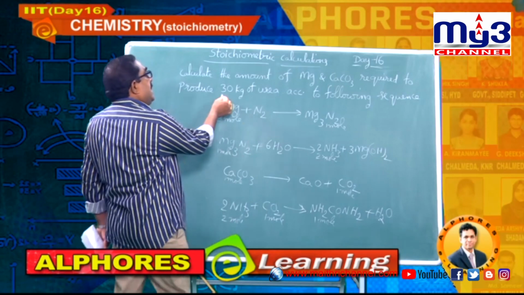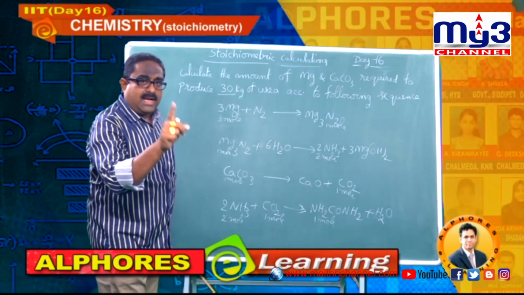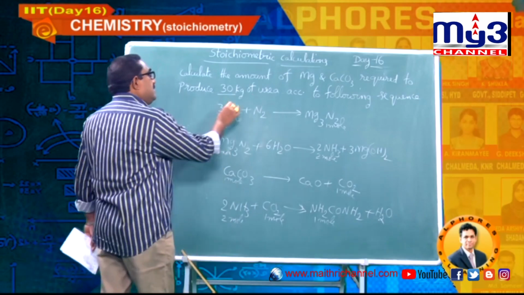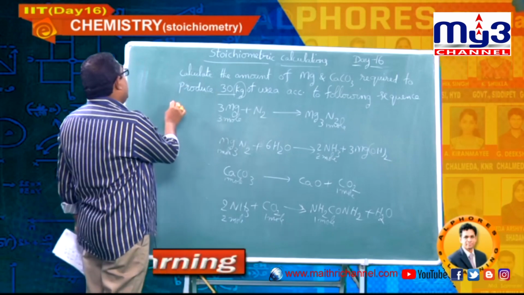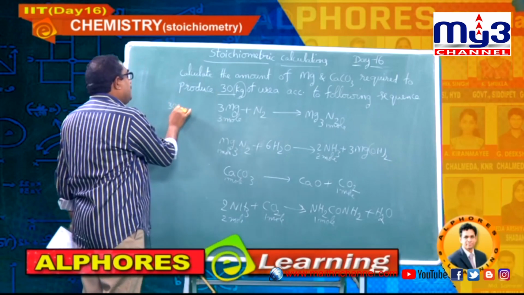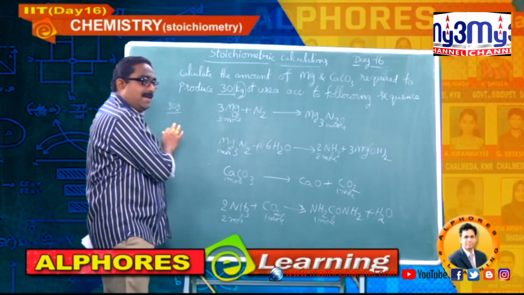Here our target is, we have to produce 30 kg of urea. Forget this kg for some time, leave it aside, and I am going to take it as 30 grams simply. At the end you will understand why I have taken that.